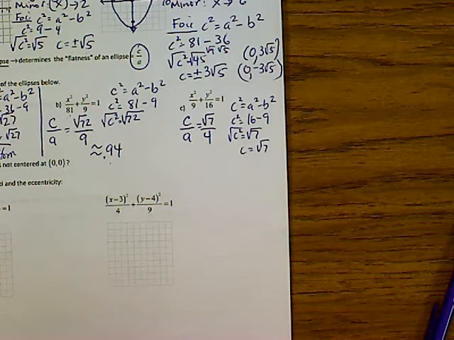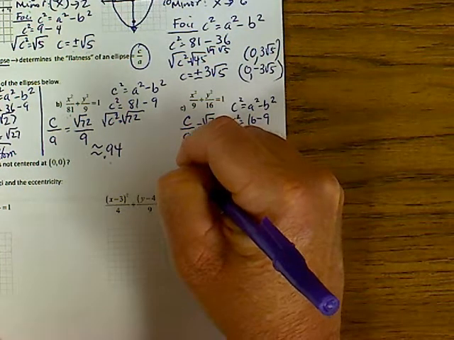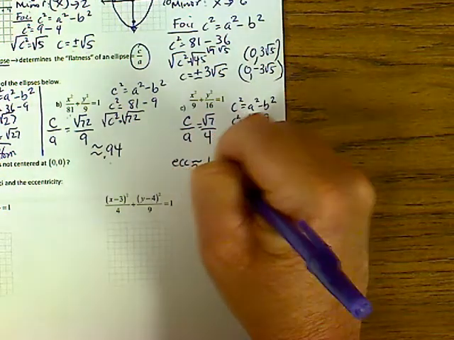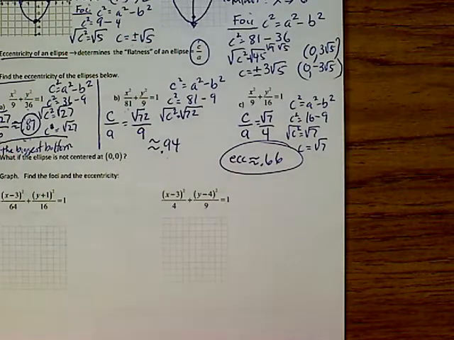So square root of 7, hit equals, and then divide by 4. I got 0.66, so the eccentricity is approximately 0.66. Again, we'll talk a little more about which one's flatter than the other one in the next lesson. All right?